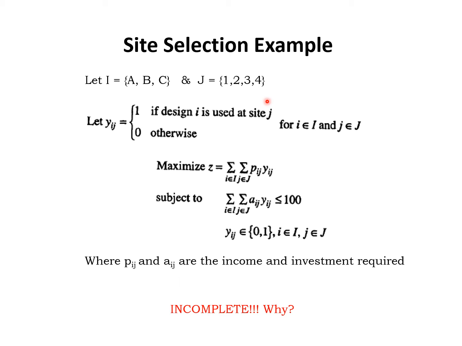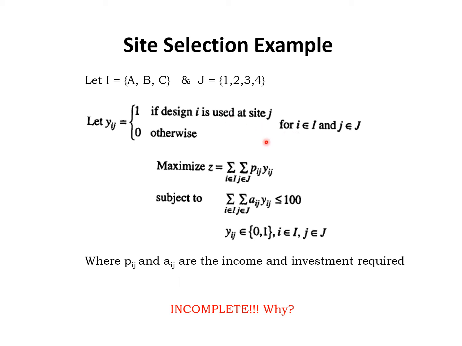In this case, the decision variables are Yij equal 1 or 0, a binary decision variable, either to build or not to build. If Yij is 1, that means build in location J using design I. Okay, so if design I is used at site J, that's 1, and 0 otherwise.